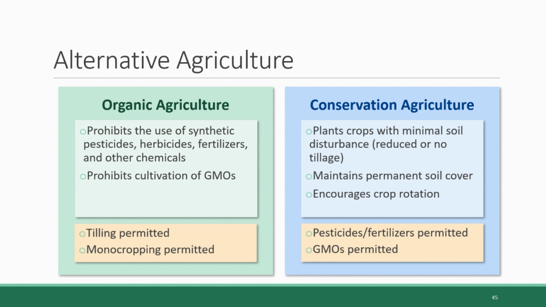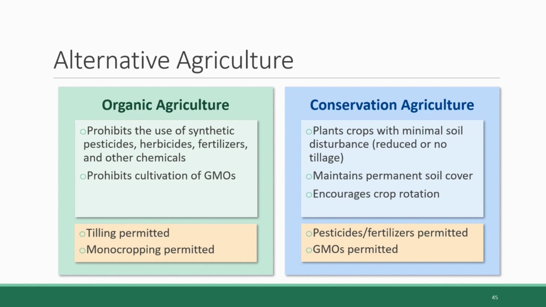Another important point. So, for example, in organic agriculture, tilling is fine, and monocropping rather than crop rotation is also fine, whereas those things are not part of the practice of conservation agriculture. And conversely, in conservation agriculture, you can use pesticides and fertilizers and GMOs, which are prohibited in organic agriculture. However, one thing that these approaches share in common is that they both lead to improved biodiversity and have a lower environmental impact compared to the conventional agricultural methods.